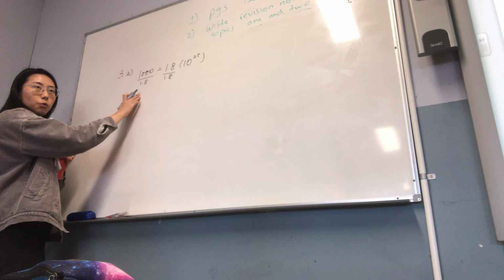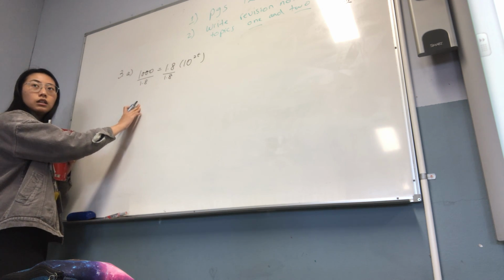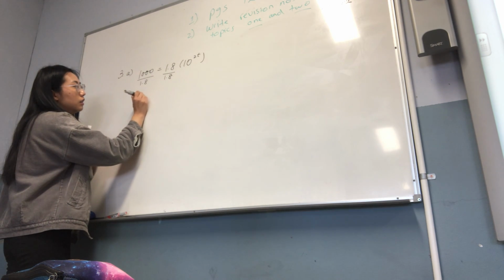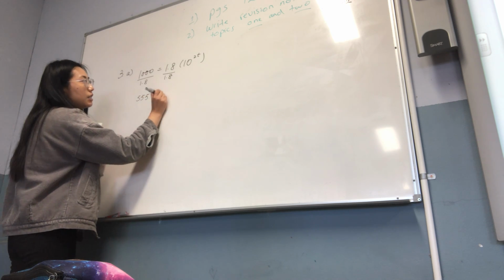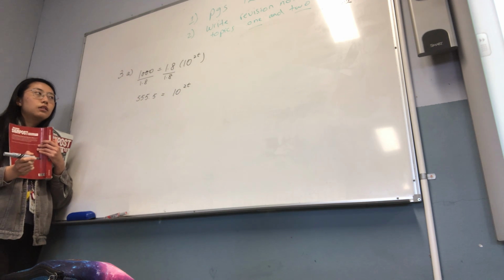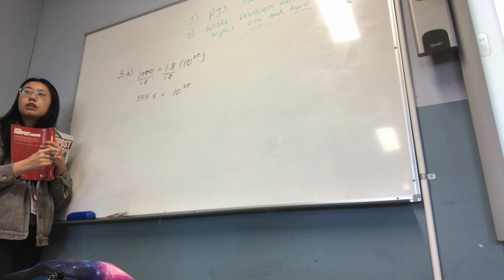1,000 divided by 1.8? 555 exactly? So 555.5. This is equal to 10 to the power of 2t. Right? 5.6 would be round. No, it's alright, I'll just keep this for the time being.